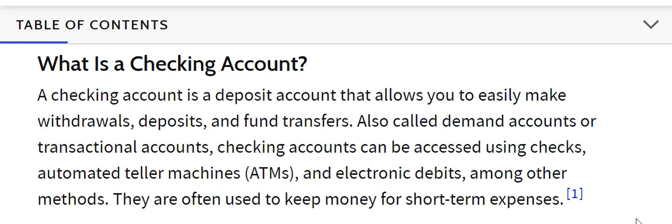A checking account is a deposit account that allows you to easily make withdrawals, deposits and fund transfers. Also called demand accounts or transactional accounts. Checking accounts can be accessed using checks, automated teller machines, ATMs, and electronic debits, amongst other methods. They are often used to keep money for short-term expenses.